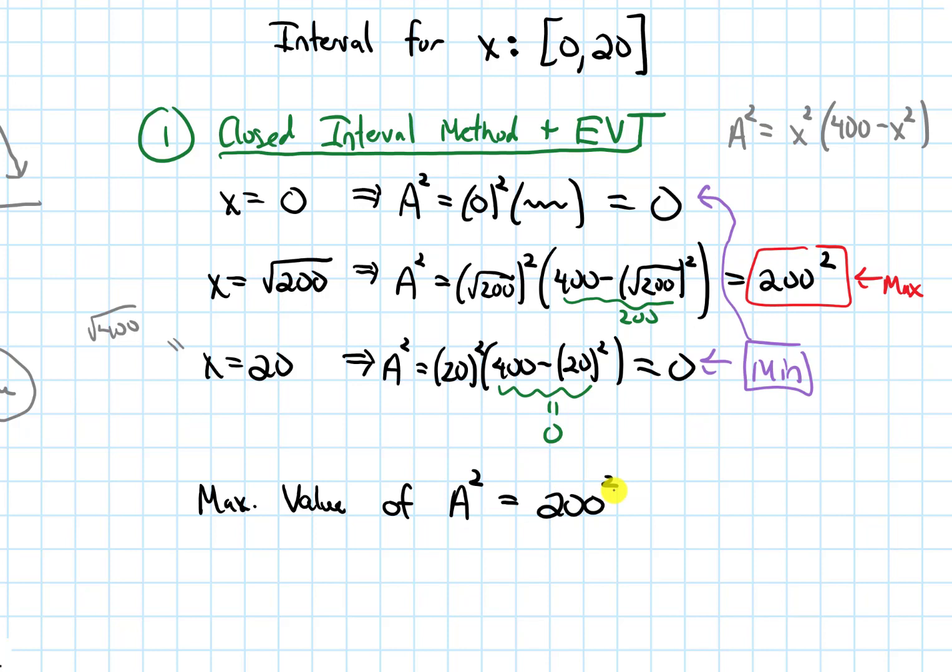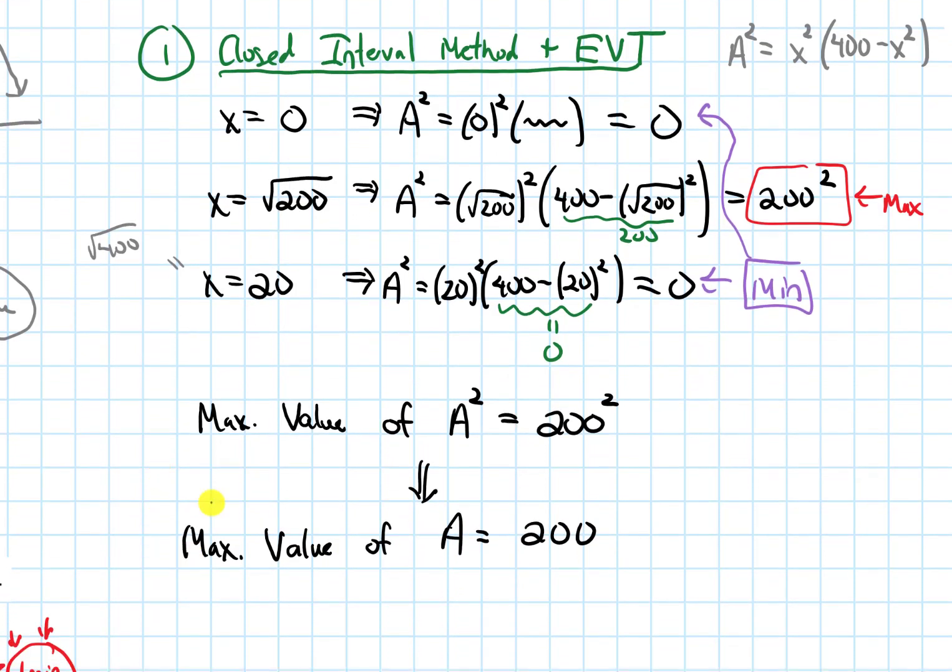We needed the maximum value of a, so we can just take the square root of this. That's the biggest value of a squared. The max value of a would just be 200, the square root of that. And that is what the question wanted. It wanted to know the maximum area of such a rectangle. And we got it.